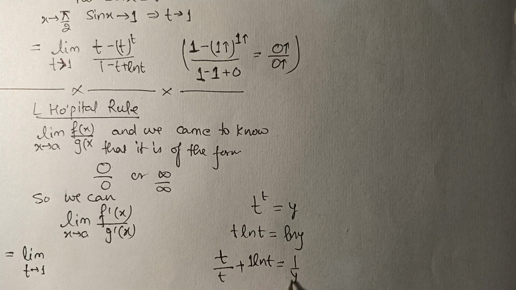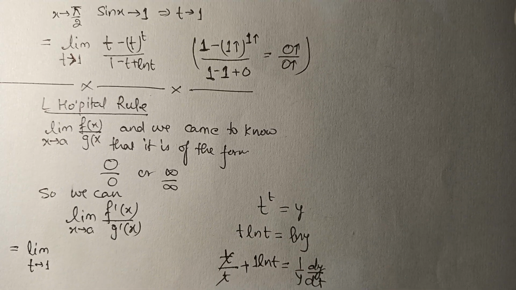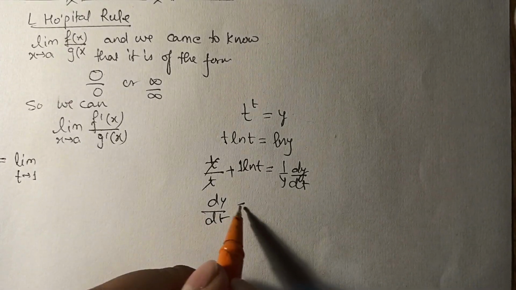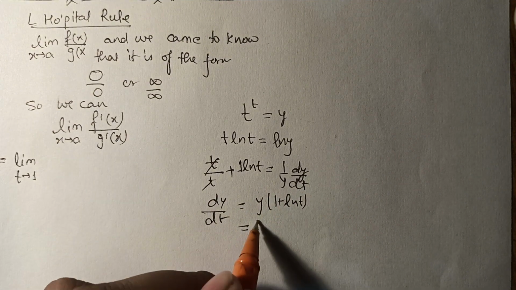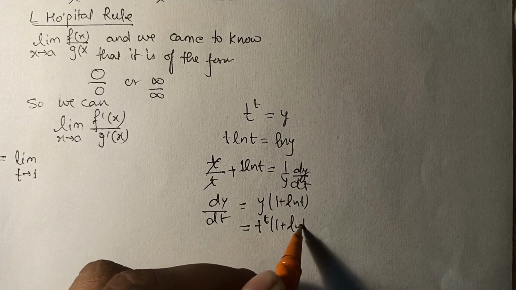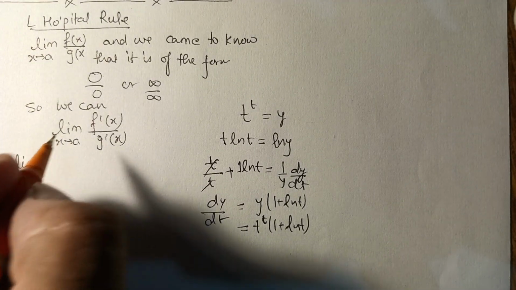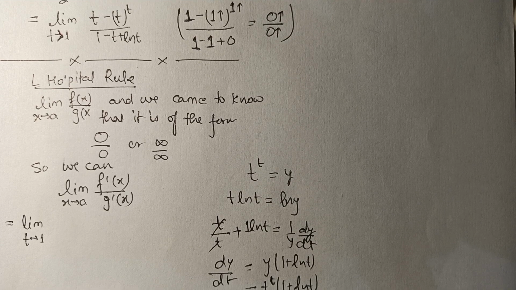This is 1 by y dy by dt. This cancels out, and we are left with dy by dt equal to y times (1 plus ln t), which is t raised to power t times (1 plus ln t). Alright, so now we come back to the problem. Now I think it is clear.